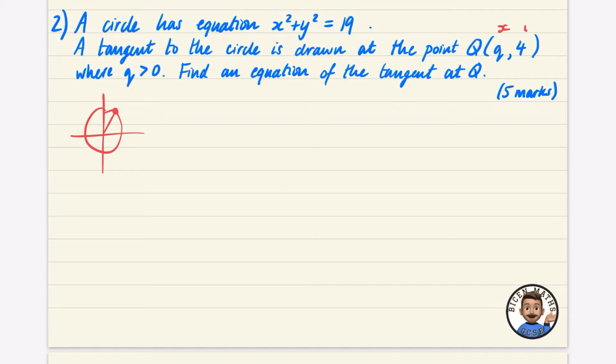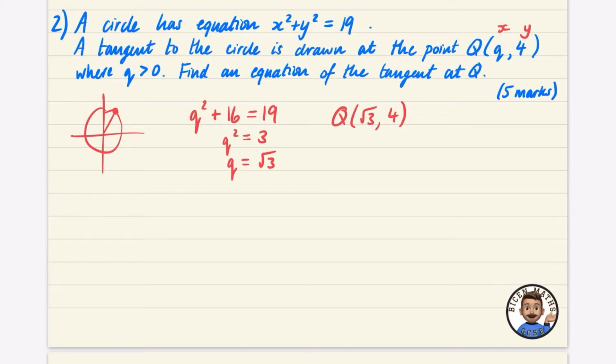Well, this is like my x and my y. So my x squared plus y squared equals 19. So my x squared plus my y squared, 4 squared is 16, is equal to 19. So q squared is 19, take away 16, which is 3. So q is the square root of 3. I've taken the positive square root of 3 as q is greater than 0. So this actually means that our coordinates of Q are root 3 and 4.